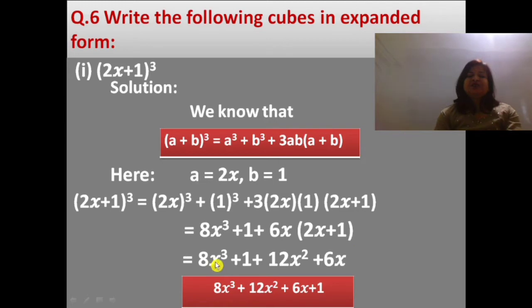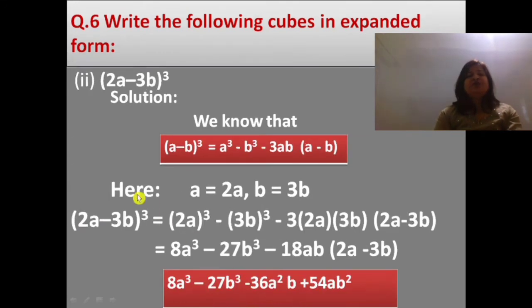Now 8x cube as it is, plus 1 as it is, plus 12x square. That means we are multiplying 6x into 2x, then 12x square will come. Now we are multiplying 6x into 1, that means 6x will come. Now we will arrange: 8x cube plus 12x square plus 6x plus 1. So this is the expanded form of (2x + 1) whole cube. So this is the final answer of the first part.